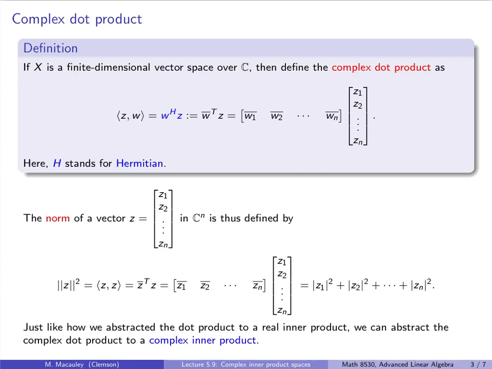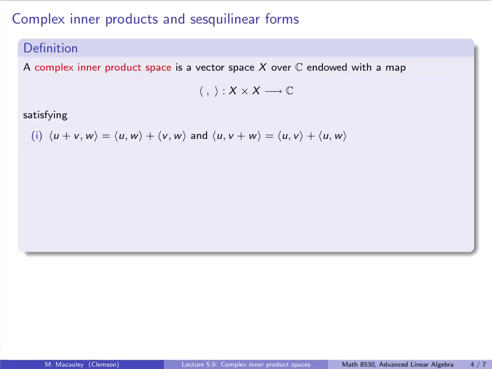Next, just like how we abstracted the dot product to a real inner product, we can abstract the complex dot product up here to a complex inner product. Here's the formal definition. A complex inner product space is a vector space over C endowed with a map, we'll use brackets for this, from X cross X to the complex numbers, satisfying the following.